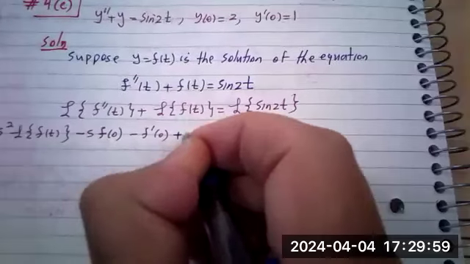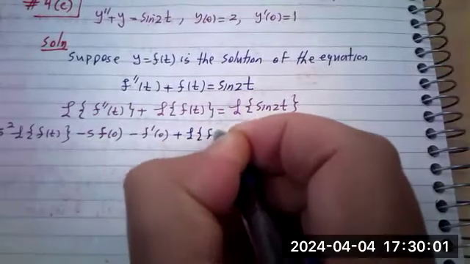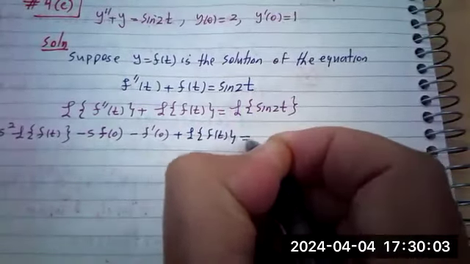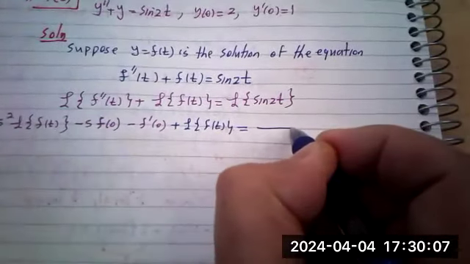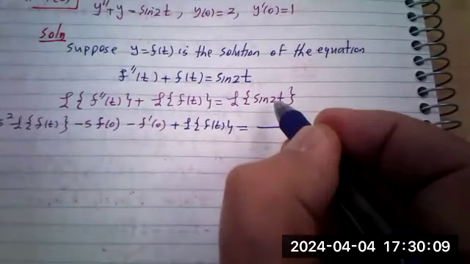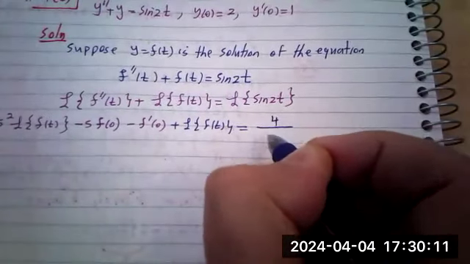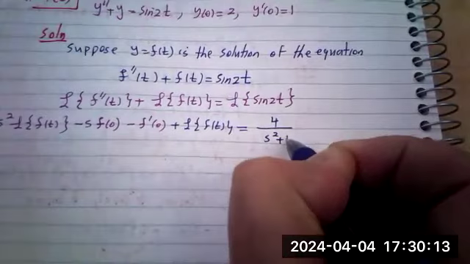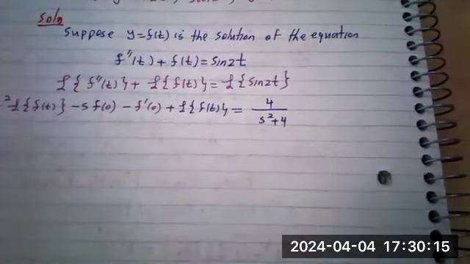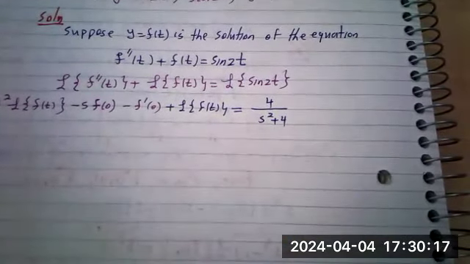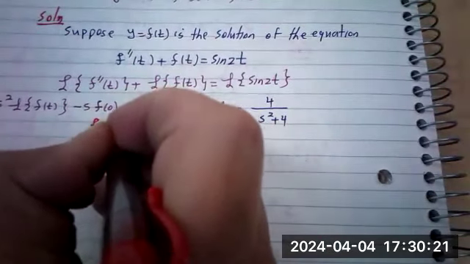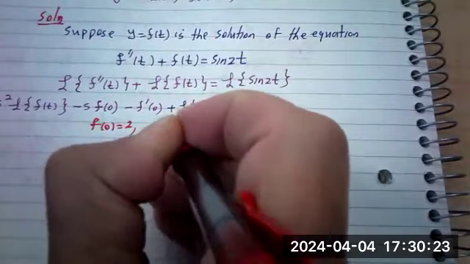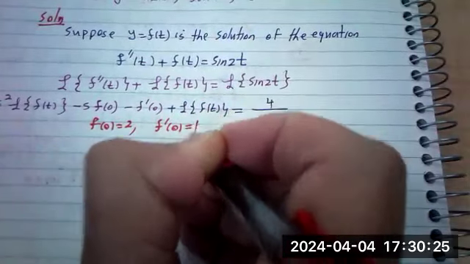We don't have anything else, so the Laplace of f of t. Laplace of sine of 2t, remember, is a over s squared plus a squared. A is 2, so 4 over s squared plus 4. That's it. The conditions are that f of 0 is equal to 2, f prime of 0 is equal to 1.